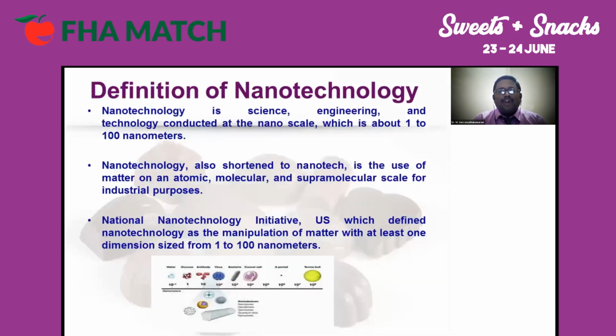Let us study what we mean by nanotechnology. Nanotechnology is an engineering, science, as well as technology which deals with particle sizes that range from 1 to 100 nanometers. Shortly, nanotechnology can be called nano-tech, and it is used to divide the atoms, molecular and supramolecular scales, which is meant for industrial use. By using this nanotechnology, we can manipulate atoms and molecules into very few nanometer scales.